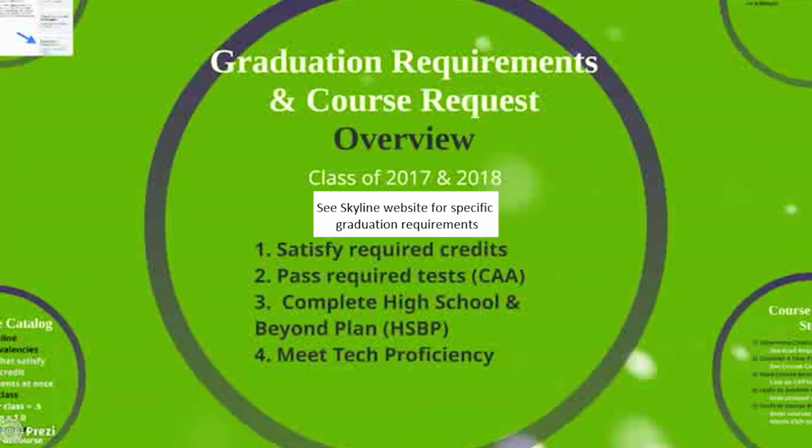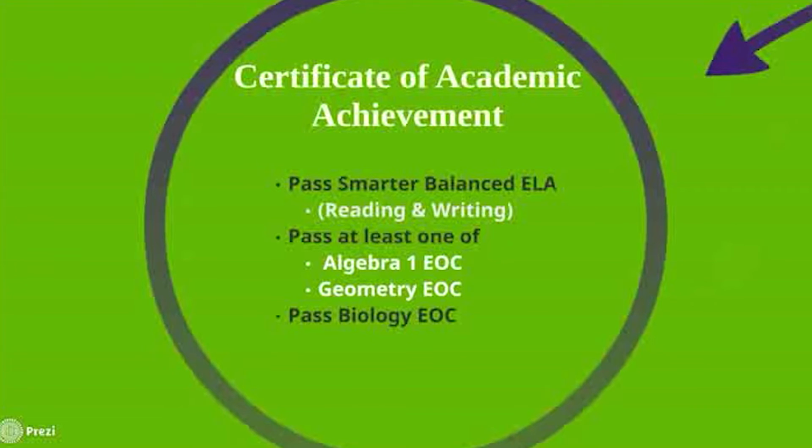Now that we've talked about graduation in a broad sense, let's talk about it in a more individual way. Next, students must pass all the requirements for the Certificate of Academic Achievement. They first must pass the Smarter Balance ELA in reading and writing. Next, they must pass one of the math end-of-course examinations in either Algebra 1 or Geometry. Last, they must pass the Biology end-of-course exam.